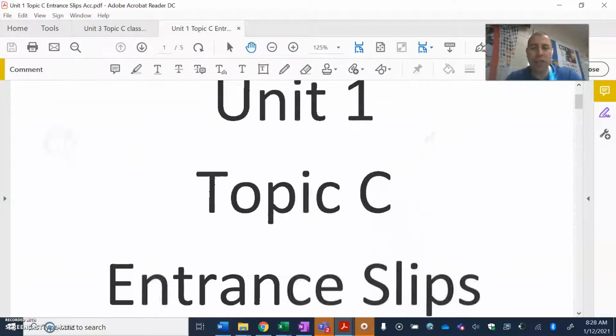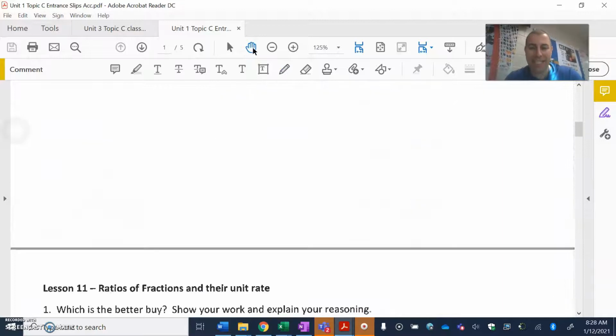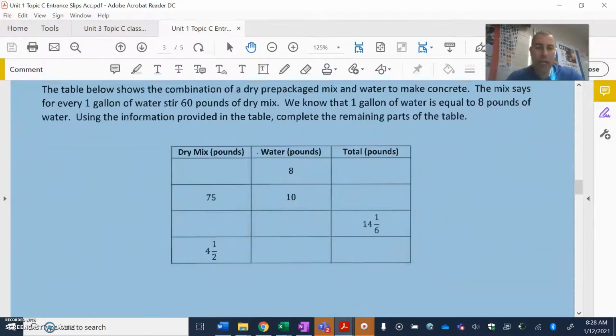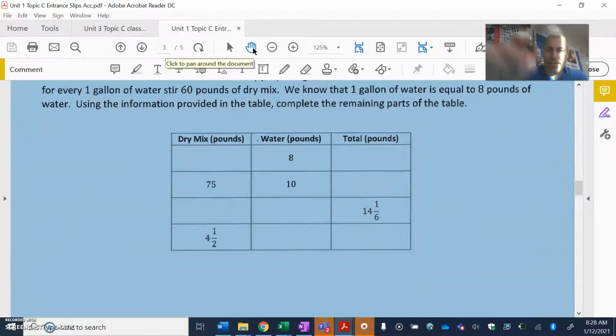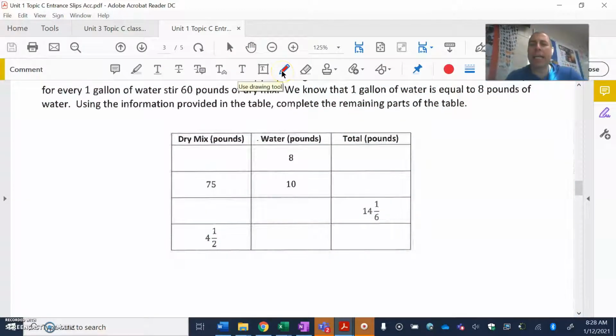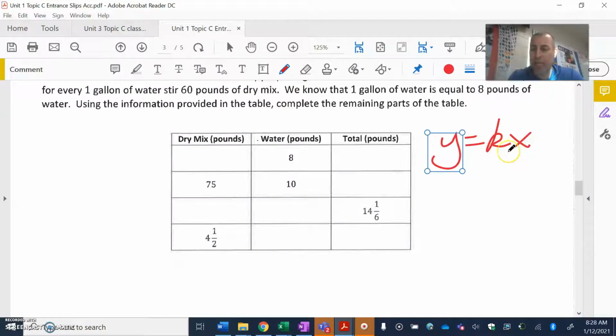And we are in your entrance slips, so Unit 1, Topic C entrance slips. Okay, so what we've got going on here is we're still writing out our equation. So we're still going to see that y equals kx.